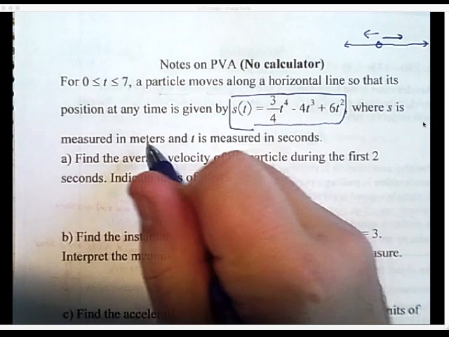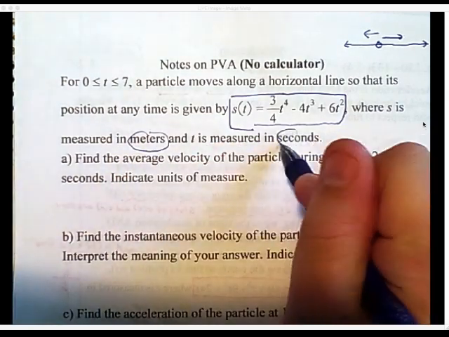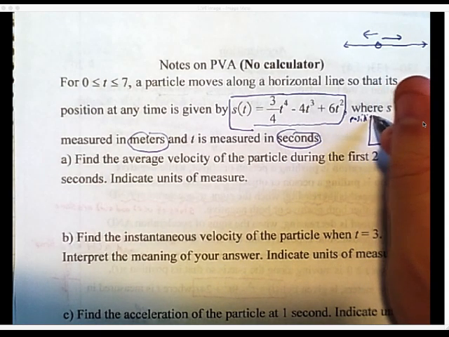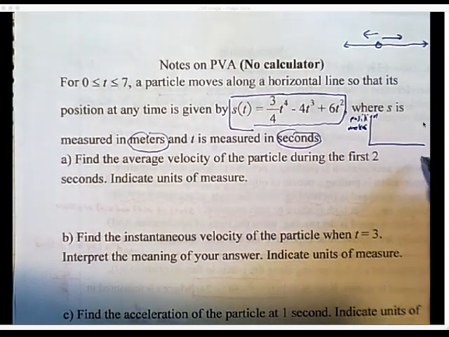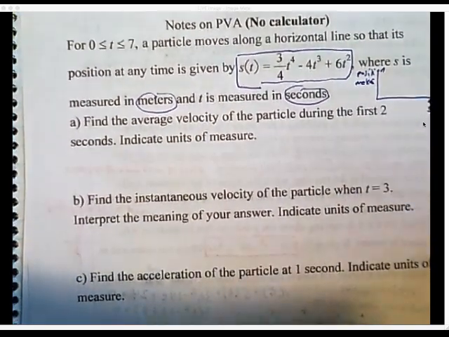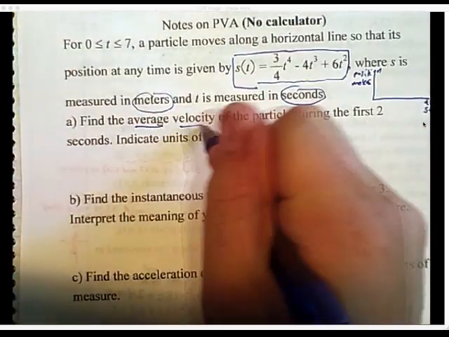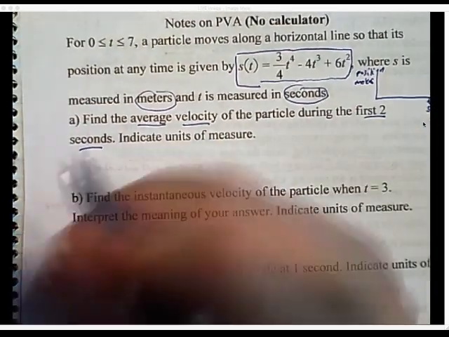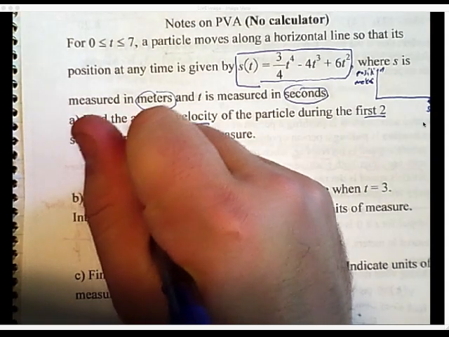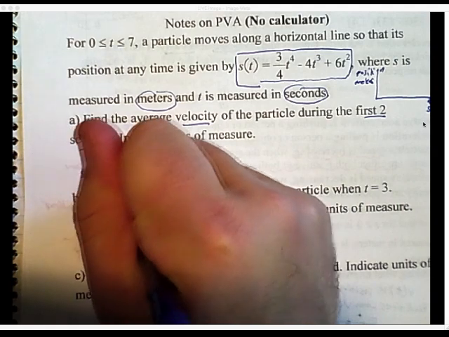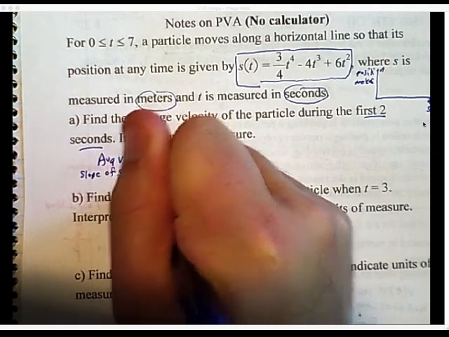The units of that position function: we have meters on one axis and seconds on the other axis. So position here is in meters and time in seconds. So part A, find the average velocity during the first 2 seconds. If I want to find average velocity, that would be the slope of the secant line of the position function.